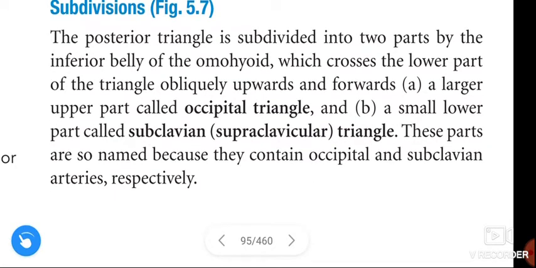See once again. This posterior triangle is again divided into two triangles. The upper and larger triangle we call the occipital triangle because it contains the occipital artery, and the smaller lower triangle we call the subclavian or supraclavicular triangle because it contains the subclavian artery. So the posterior triangle is divided into the occipital and subclavian triangles.